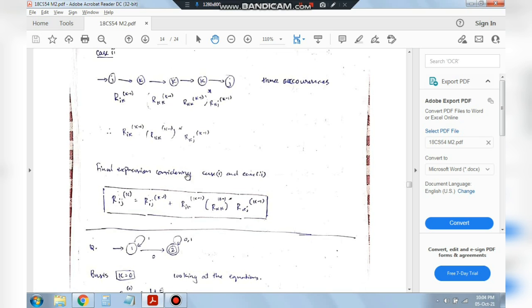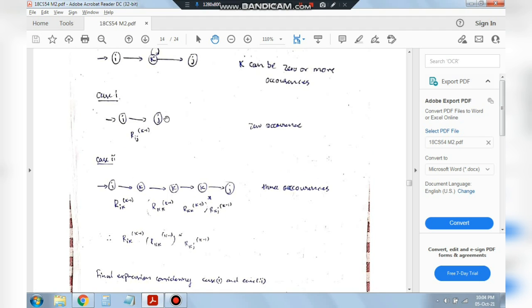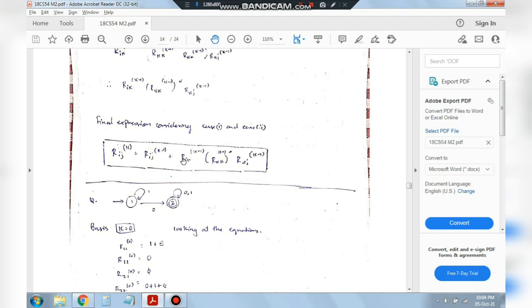Then the final expression, considering case 1 and case 2, will be this one: r of ij k minus 1 plus r of ik k minus 1, r of kk k minus 1 raised to star, and r of kj raised to k minus 1. So this is the final expression you will get after combining case 1 and case 2.